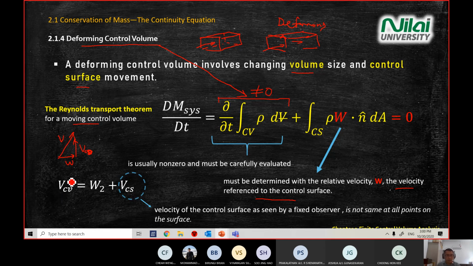So in this case, be careful with the vector equation. Make a side note on this equation. Our absolute velocity, V, equals W2 plus VCS, and VCS is the velocity of the control surface. This is from the fixed observer.